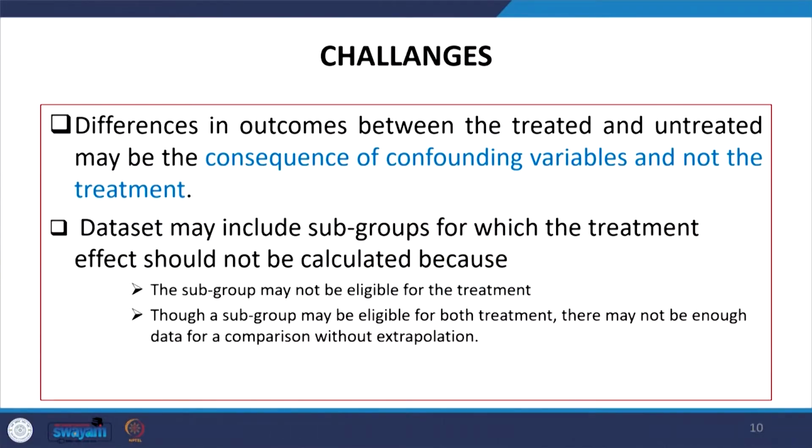That is one of the challenges in the PSM method. The data set may include subgroups for which the treatment effects should not be calculated because the subgroup may not be eligible for the treatment. So, the subgroup is also important. All the treatment groups should not be carried on average. There might be subgroups that should be separated. Actually, this is very difficult in the PSM approach to separate out. Though a subgroup may be eligible for both treatment, there may not be enough data for a comparison without extrapolation.